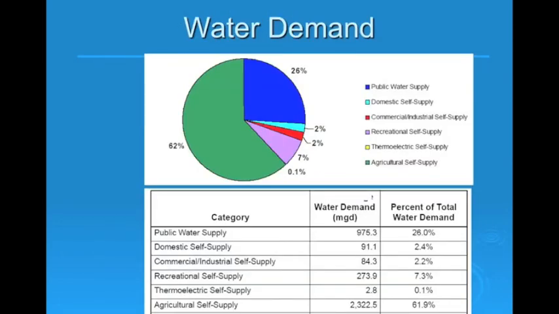If we want to look at the water demand, the water demand picture is not terribly unusual. The largest fraction is agricultural, and that's primarily what's called here self-supply. So this is mostly through wells or through surface water irrigation. The public water supply is the second largest chunk, and then you have the rest: recreation, a little bit of commercial and domestic self-supply to complete the picture. The table below has not only the percentages but also the actual volumes of water in million gallons per day for the purview of the South Florida Water Management District. So we're looking at 3.7 billion gallons per day of water.